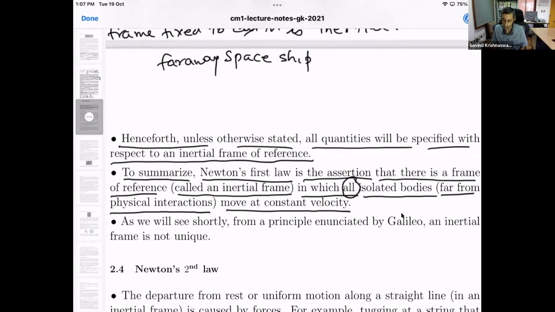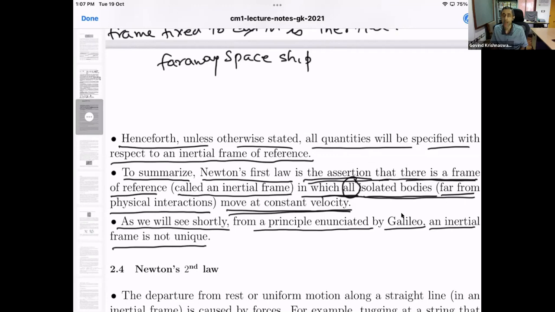I said it is the assertion that there is a frame in which all isolated bodies move at constant velocity. You may immediately ask, now, is that frame unique? Answer is no, as we will see shortly. From a principle enunciated by Galileo, an inertial frame is not unique. So if you have found one inertial frame, there are others as well. There are infinitely many, and we will talk about how they may be obtained.